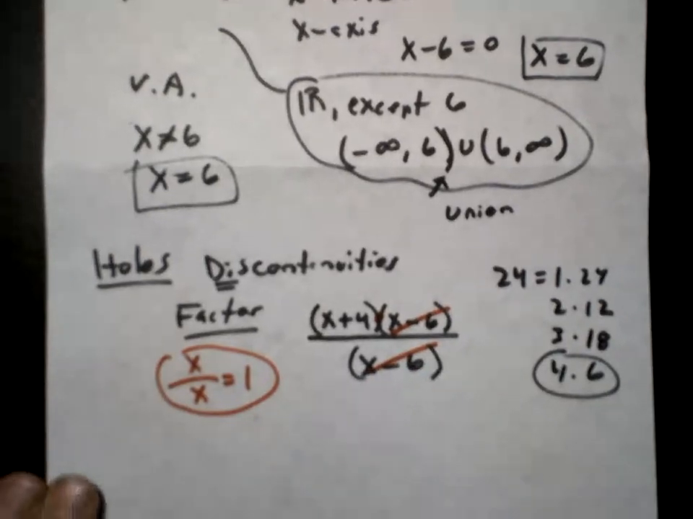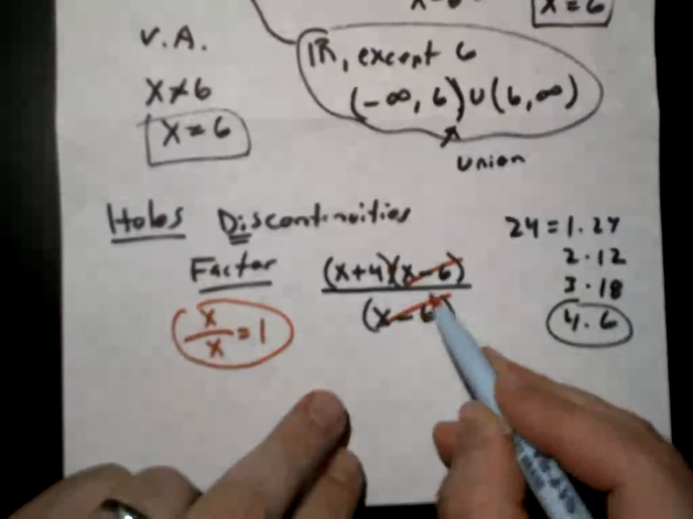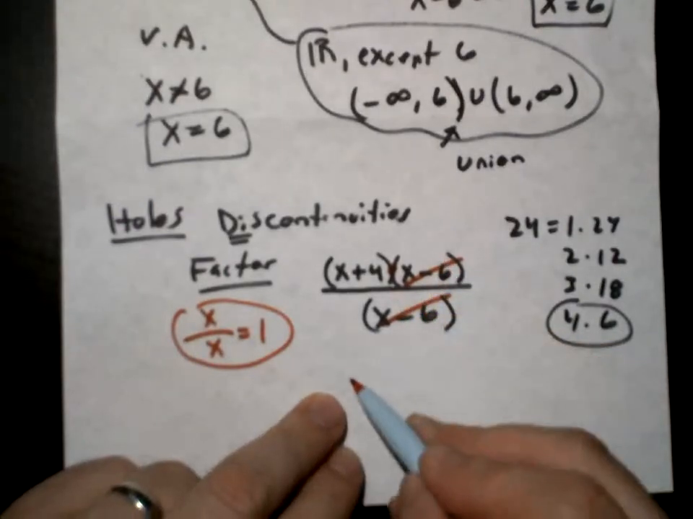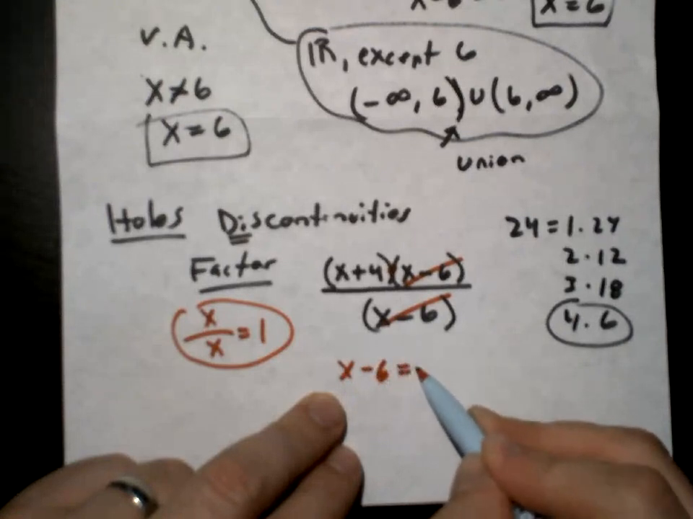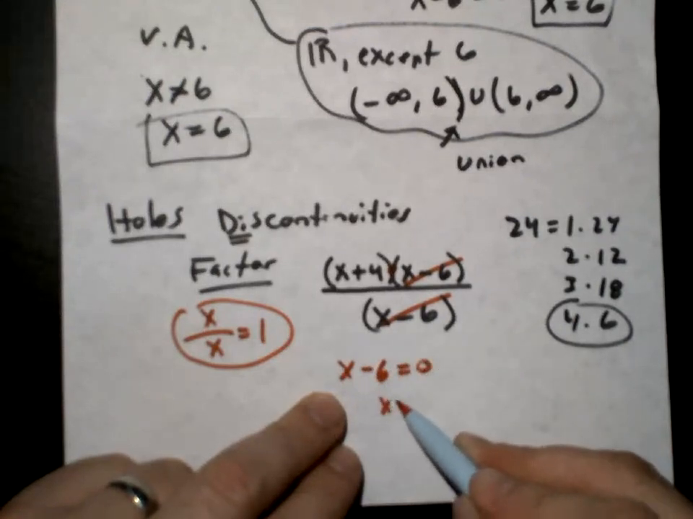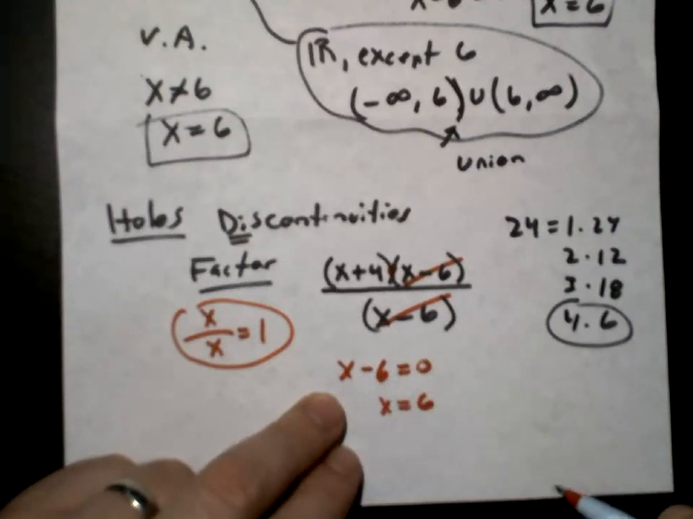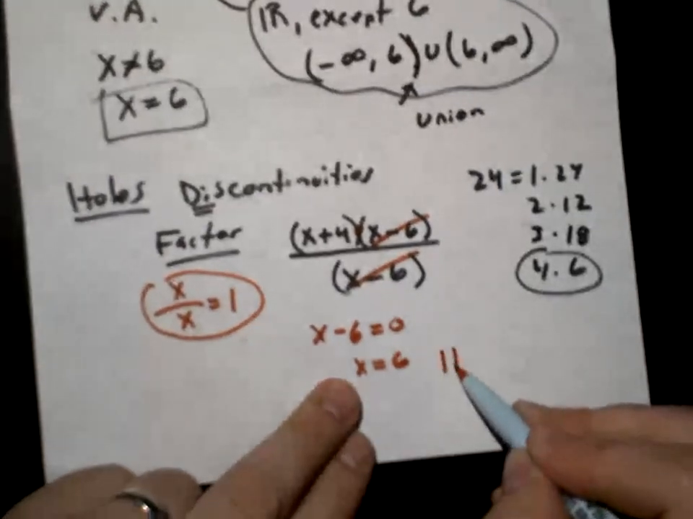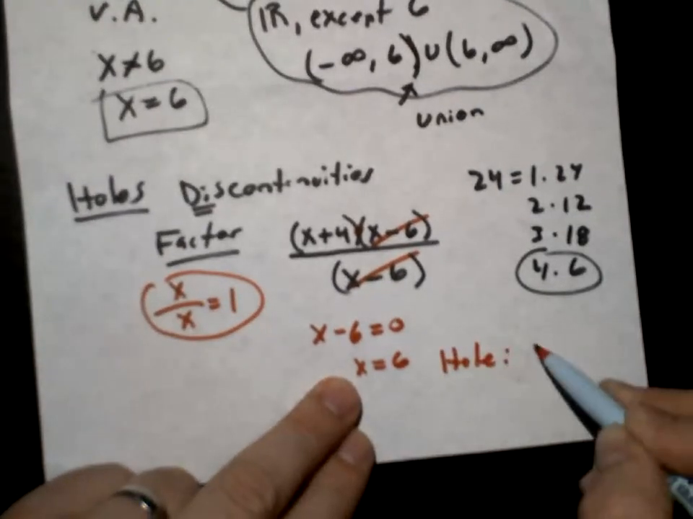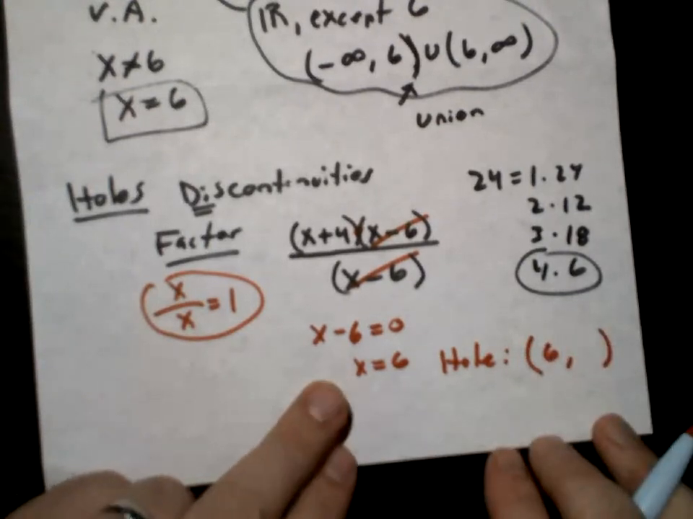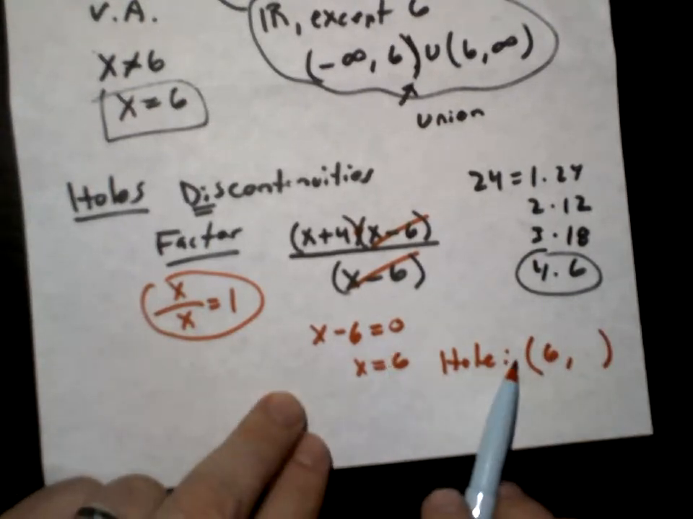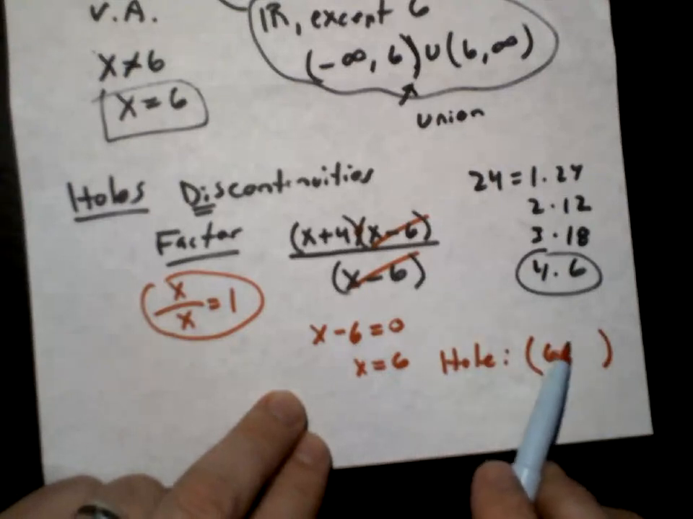So here's what you're going to have for a discontinuity. If you cross these out, that means if I set one of these equal to 0, my discontinuity is going to happen at 6. So I'm going to have a hole, one hole or one discontinuity, at 6 and what? I mean, that question, this would be a question mark.